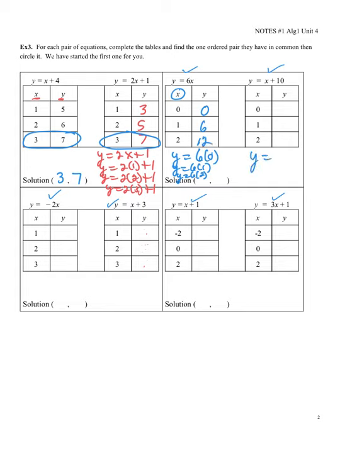And then you do the same thing here. 0 plus 10, 1 plus 10, 2 plus 10. So you have 10, 11, 12. And you're looking for when they have the same ordered pair, and it shows up right here, (2, 12). So (2, 12) is the solution to that system. Okay, now definitely pause the video and try the last 4 tables.